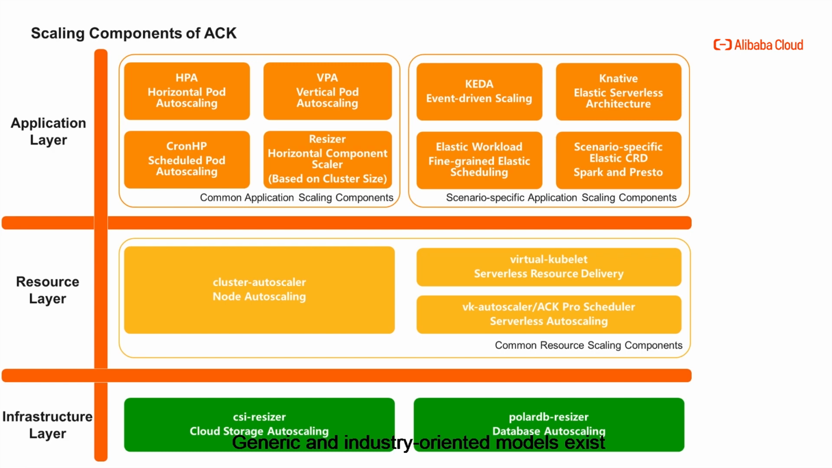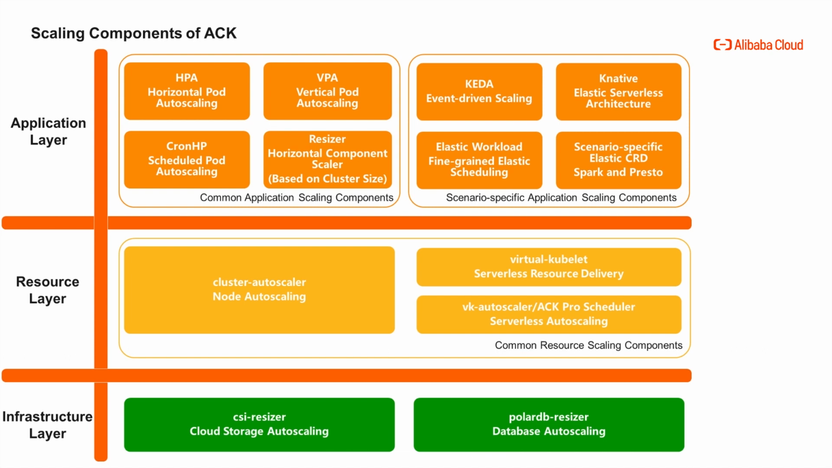Generic and industry-oriented models exist at the application layer. The main component of generic models is HPA. HPA is used for the horizontal scaling of containers. VPA is used for the vertical scaling of containers. Cron HPA is used for the scheduled scaling of containers. Cron HPA scales replicas based on the cluster size. In fields such as event-driven, industry-oriented model, KEDA is provided. In refined scheduling scenarios, elastic workload is provided. In addition, Spark and Presto are improved.